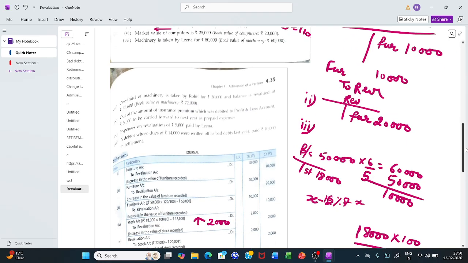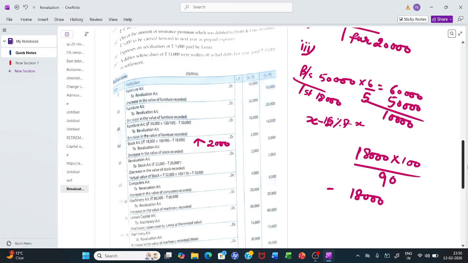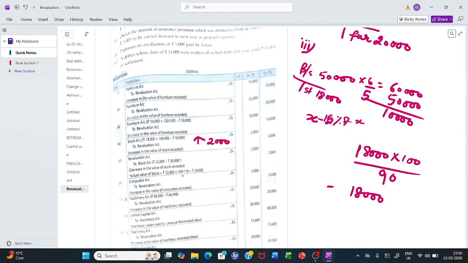So what would be 100%? It would be 22,000 into 100 by 110. So that's the full value. Its value should be 20,000, but you have written 22,000. So there is an increase of 2,000 rupees, and we need to bring it down by 2,000 rupees.